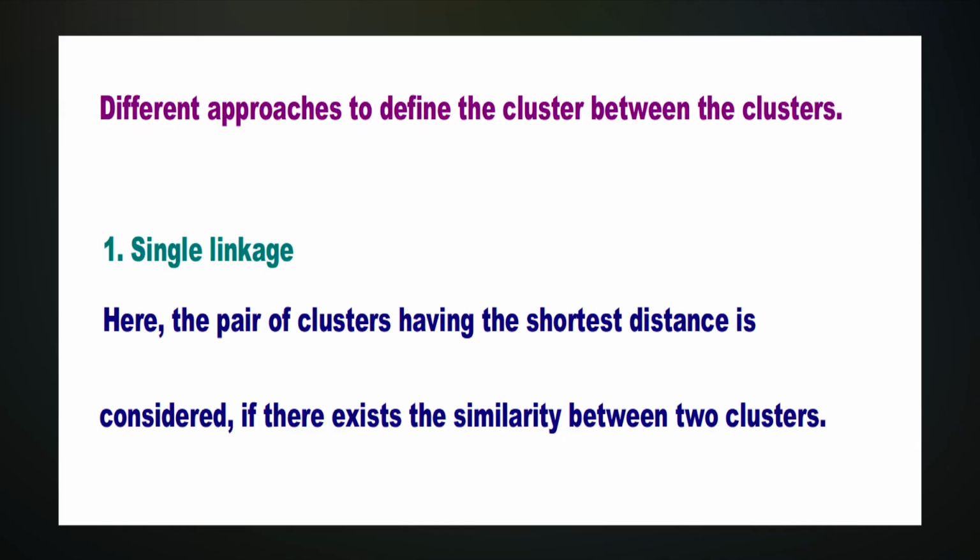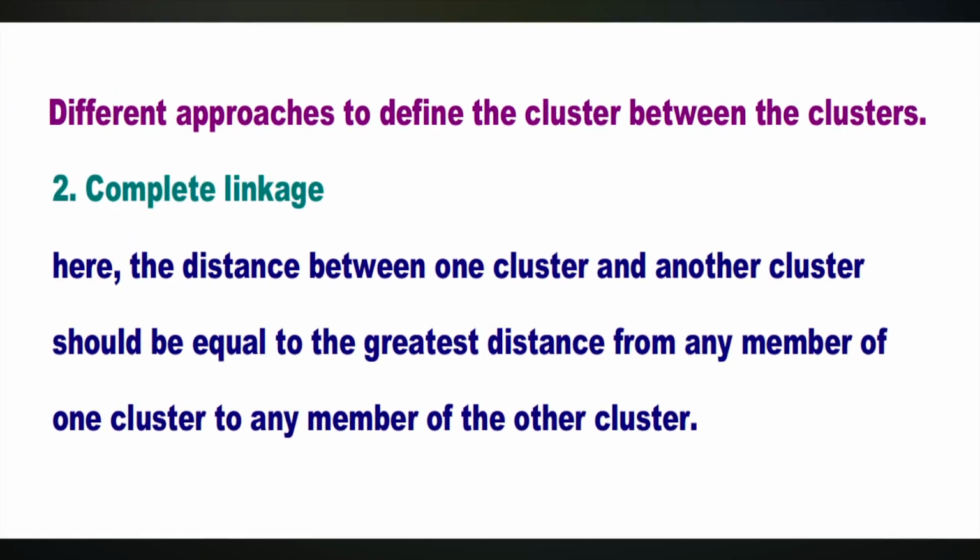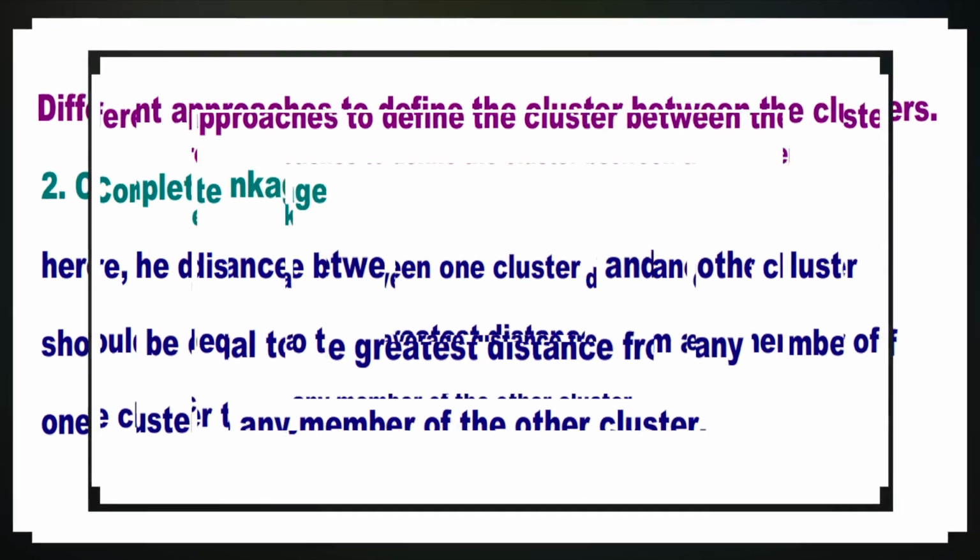There are different approaches to define the distance between the clusters. The first one is single linkage. Here, the pair of clusters having the shortest distance is considered. The second one is complete linkage. Here, the distance between one cluster and another cluster is equal to the greatest distance from any member of one cluster to any member of the other cluster.